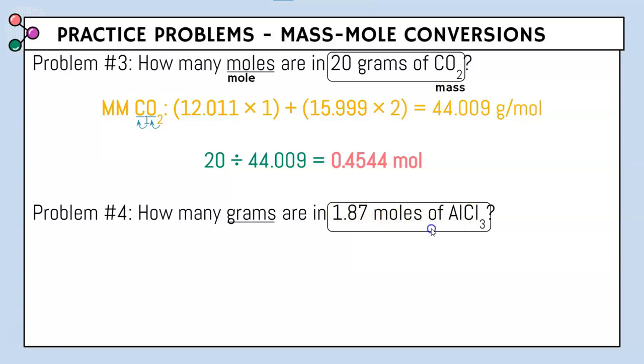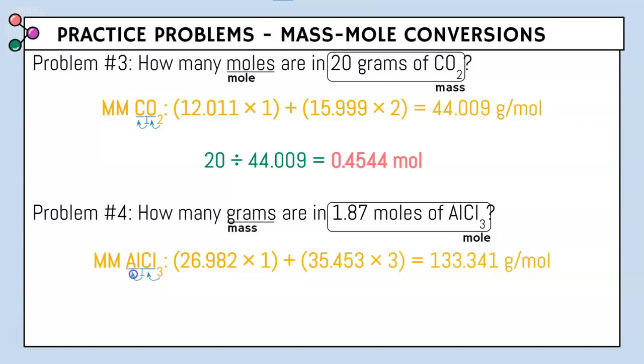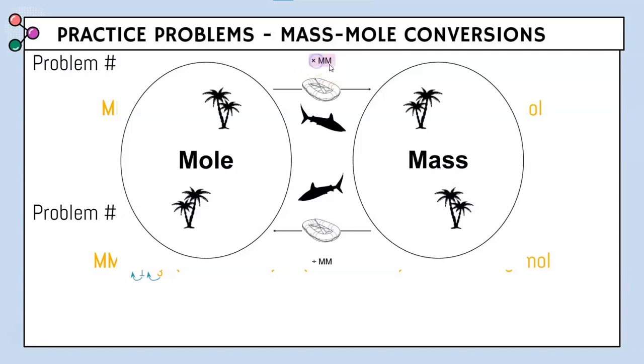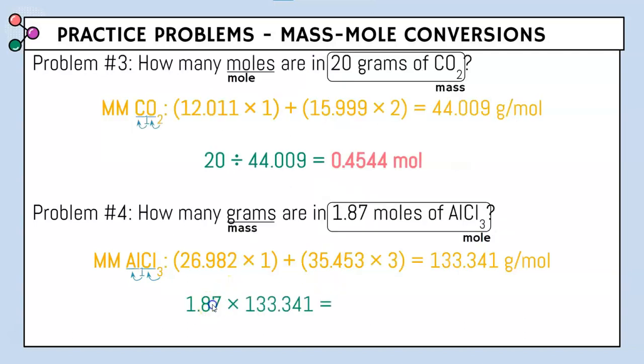Next problem. We have how many grams are in 1.87 moles of AlCl3. Again, circle what we're given, underline what we're trying to solve for. We're given moles, so we're going to start at mole island, and we underline grams, so we're going to end at mass island. The compound we have is AlCl3, so let's go ahead and find the molar mass of that. First element is Al, and then our next one is Cl. For the atomic mass of Al, we only have 1 of them in the compound. For the atomic mass of chlorine, we have 3 of them in the compound. That equals this as our molar mass. We're going from mole to mass. Mole to mass is multiply by the molar mass. So we take the number we're given times the molar mass, and that is our answer.